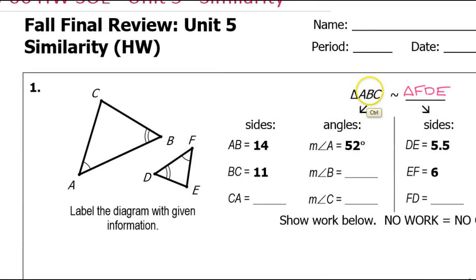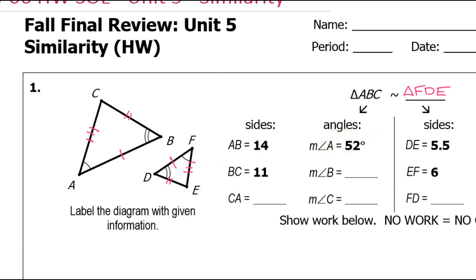I know that AB corresponds with FD. Okay, so side AB corresponds with side FD. Side BC corresponds with DE. So BC goes with DE. And side AC corresponds with side FE. All right, so that is how the sides correspond.